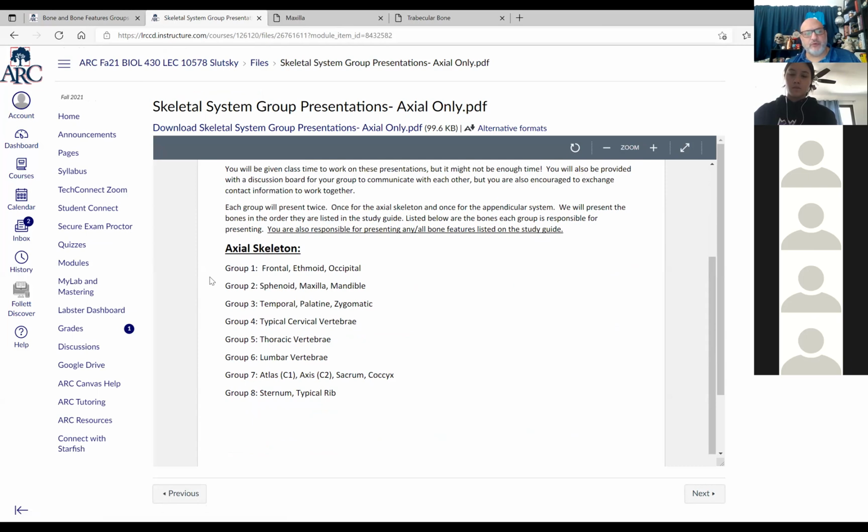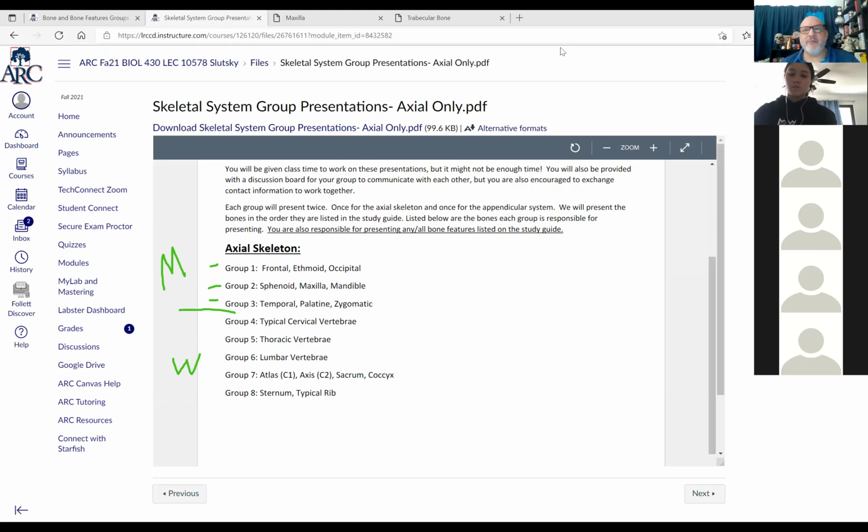In these 8 groups, group 1, you're going to be presenting the frontal, the ethmoid, and the occipital bone. Group 2, sphenoid, maxillary, mandible, and so on and so forth. So you'll be one of 8 groups. And as I mentioned on Monday, if you are in group 1, 2, or 3, you're presenting on Monday. Those are the 3 groups for Monday. The other groups will be on Wednesday next week. So once I randomly assign you to a group, you'll come to this page and this will show you which bones you're going to be responsible for.